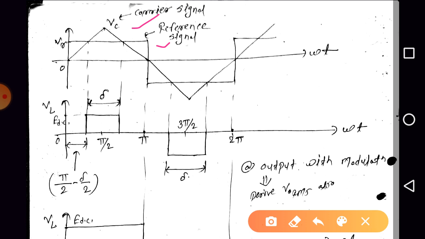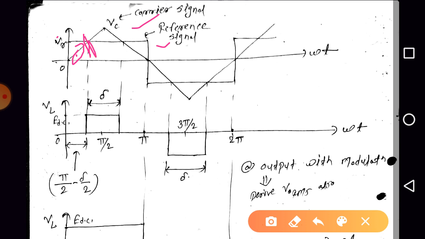So if VC is less than VR, that is during this period, then the comparator will develop the signal logic low, and due to that the trigger pulse generator will not generate any triggering pulses, right? So when VC is less than VR, triggering pulses will not be generated.